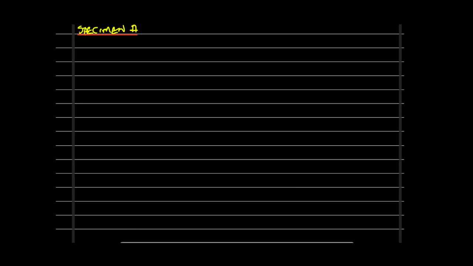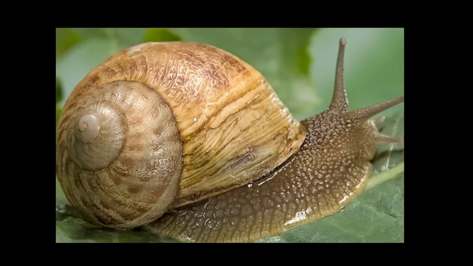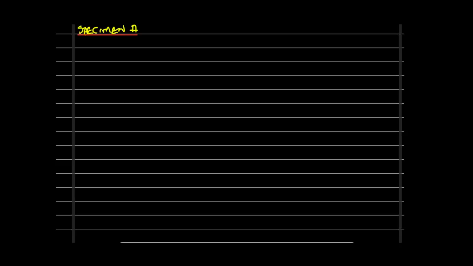So, let us see. What is our specimen A? We said our specimen A is the land snail. This is what the picture of the land snail looks like. We can see how it looks with the tentacles and the eyes here on the head. We have two tentacles. This is going to be the foot and the shell of the snail. On this tentacle, we have the eyes of the snail. So that is what the land snail is.